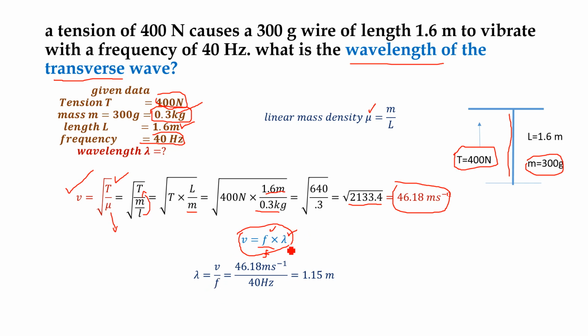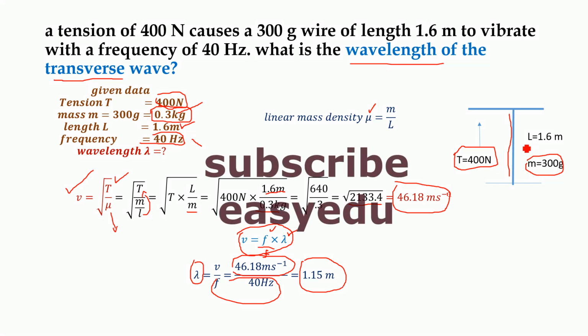We have already calculated the value of velocity, which is 46.18, and the frequency value is given in the numerical, which is 40 Hz. Substituting the value for velocity, 46.18 meter per second, and the value of frequency, 40 Hz, dividing 46.18 meter per second by 40 Hz, we will get 1.15 meter, and this is the required wavelength in a straight string, which is 1.6 meter in length and mass is 300 gram.